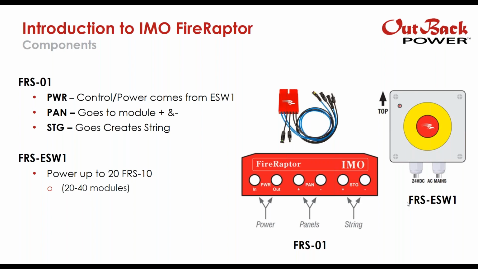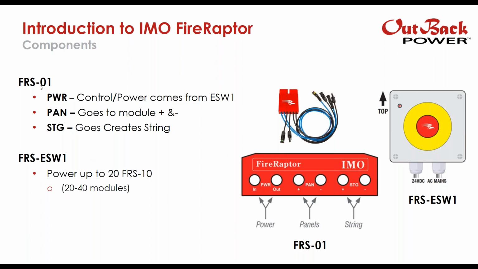So that's this one here. The switch has a power supply within it, and you'll see that later as well. So this power supply that comes with it can power up to 20 of these FRS-01. And depending on whether you have 2 modules or 1 module per FRS-01, you could do either 20 or 40 modules. It just depends on what your module specs are.